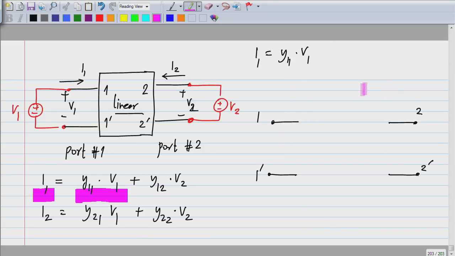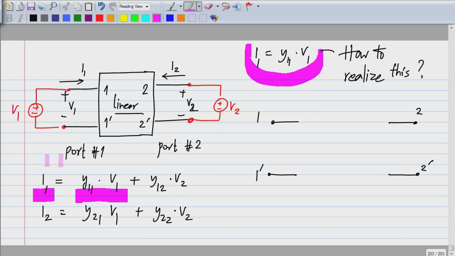So I should have some circuit element which will realize this relationship. I want I1 to be proportional to V1 with this constant Y11. So what is the circuit element that will realize this relationship, and where should I connect it in the circuit? That is, I have four terminals here, 1, 1 prime, 2, 2 prime. So what is the circuit element that will realize just this relationship, where I have taken only the first term in I1, and how do I connect it so that I get just this relationship? This should be pretty simple. In fact, you can very easily see that it is more or less equivalent to a one port network.